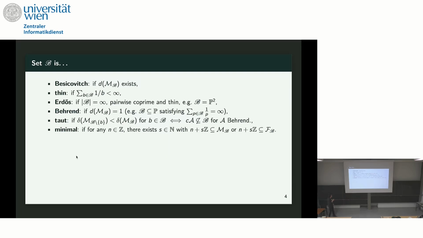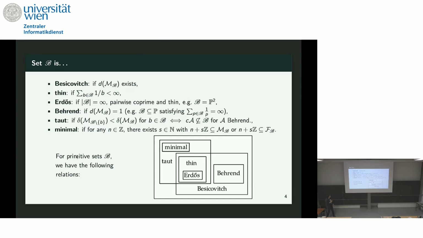And the last thing here is minimal sets. So B is minimal if for any n there exists a natural number S such that this infinite arithmetic progression n plus SZ is either entirely in the set of multiples or it is sitting in the B-free set. So in other words, when you look at the characteristic function of B-free integers, the sequence that you get will be a Toeplitz sequence, if you prefer that.